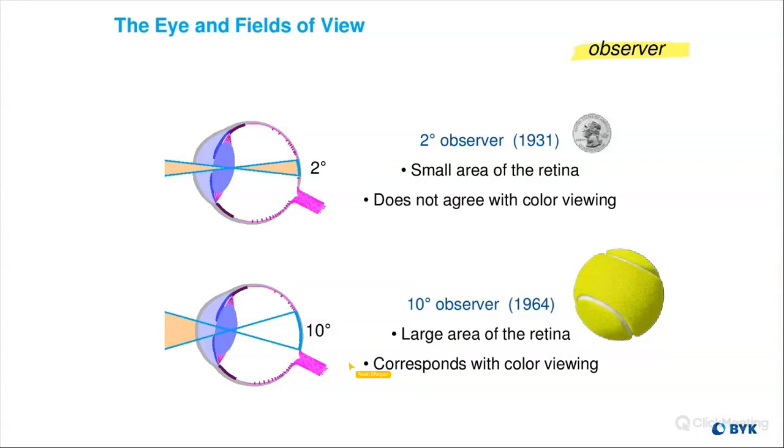So for the most part, you won't hear it much that people are talking about the 2 degree and 10 degree observer, because it just goes to how our eyes looking at something. But it is a setting on an instrument. But it's important to know it's completely separate than the geometry in which the instrument measures.